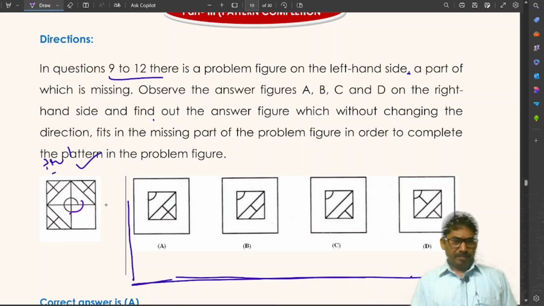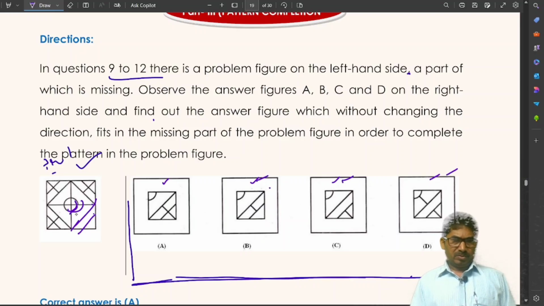So this is the line. In this we have it, in this also, in this also, in this also. Next, like this line, in this we have it. Next, this line, each and every figure has this line.